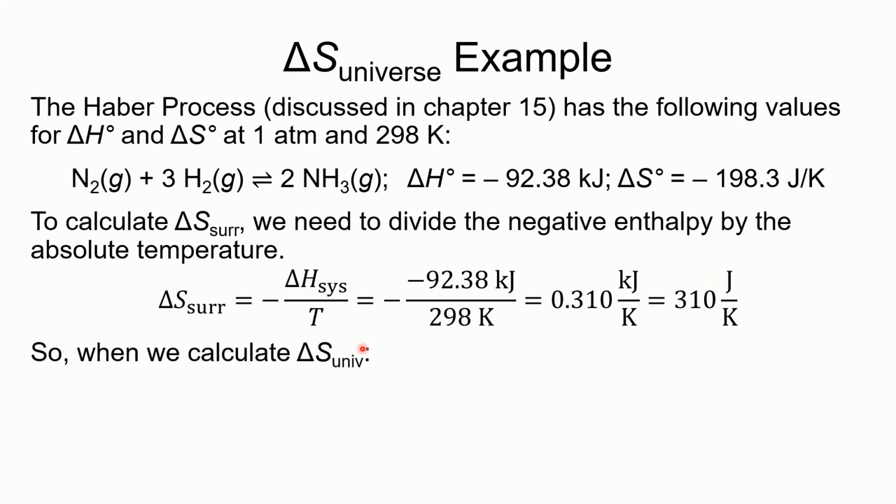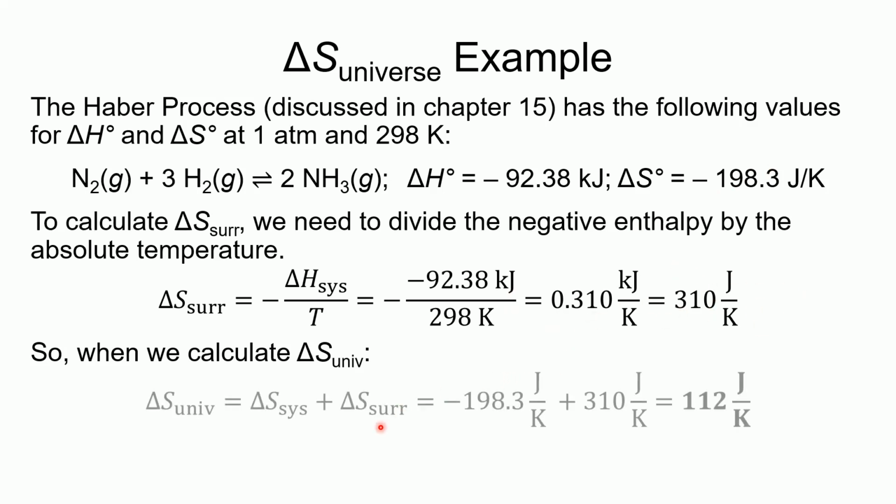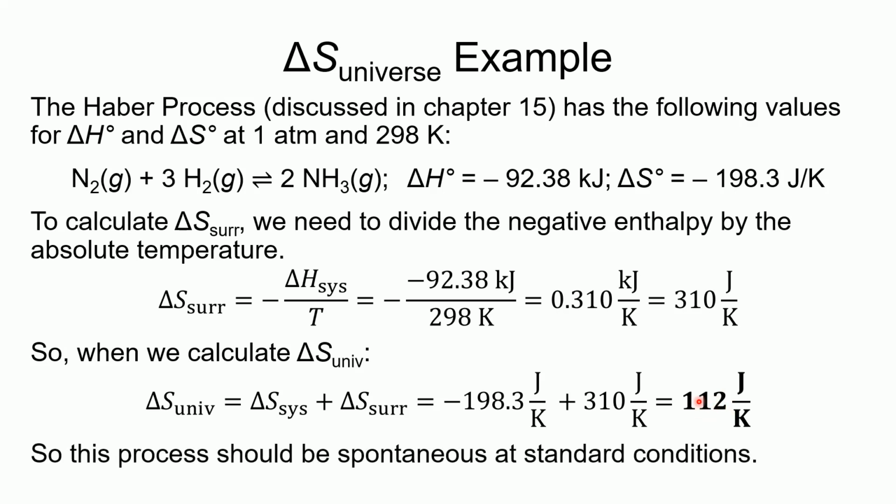So we can calculate delta S of the universe now. We have delta S of our system. We've got delta S of our surroundings. We'll throw those two numbers together in this equation. So delta S of system plus delta S of surroundings. There's the negative 198.3, the positive 310 joules per Kelvin, and we get positive 112 joules per Kelvin. Well, because that is a positive value, this reaction should be spontaneous at standard conditions. Now, I'm going to warn you about something.